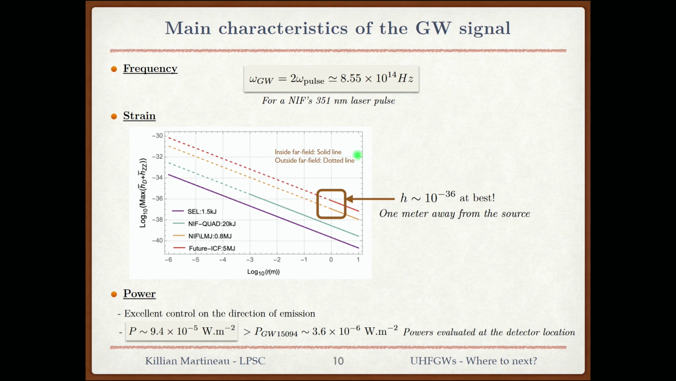And what about the power? Now, this is the last property I wanted to discuss because we have a very, very good control over the direction of emission of the power. There are some values of the parameters for which all the power is emitted along the optical axis.